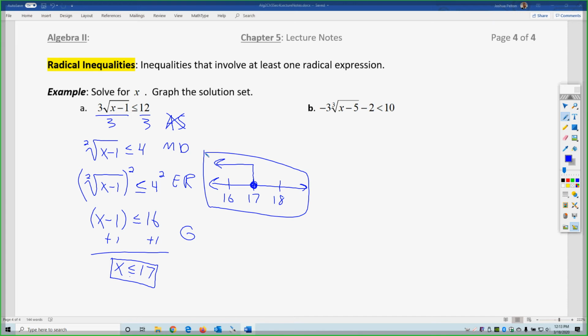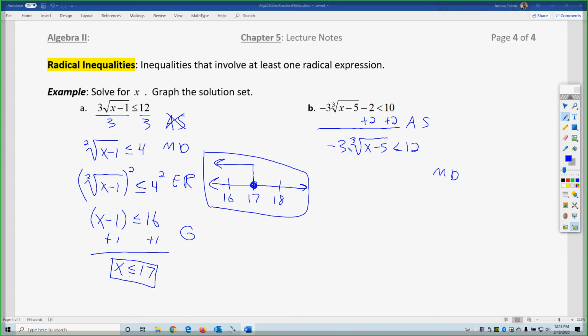Okay, next one, we'll do the add subtract step. Add 2, so negative 3 third roots of x minus 5 is not equal to 12. Multiply divide, I'm sorry, not equal to, bad habit. This one is less than.